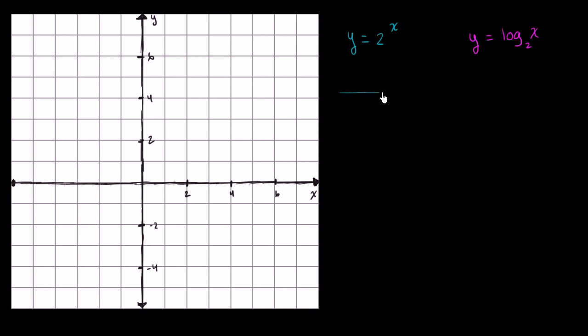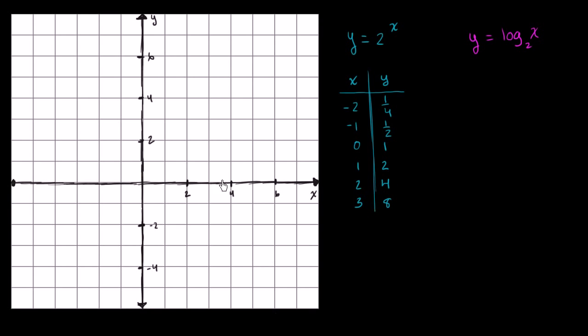So I'll make a little table here, different x values and the corresponding y values. So x and y, we could start with -2, -1, 0, 1, 2, 3. So in each case, y is going to be 2 raised to this power. So 2 to the -2 power is going to be 1/4. 2 to the -1 power is 1/2. 2 to the 0 power is 1. 2 to the first power is 2. 2 to the second power is 4. 2 to the third power is 8.